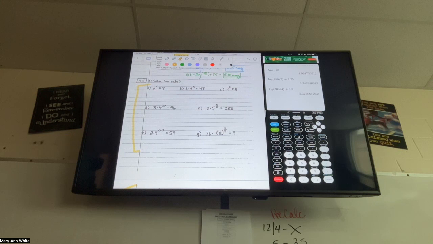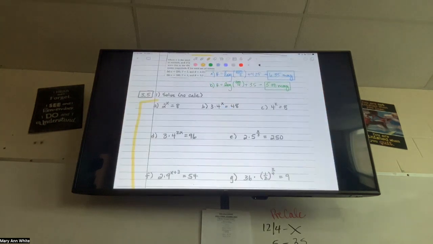This first part says solve no calculator. It just means don't put it in your calculator. We're just gonna solve it by hand. If we need to use a calculator to see like 2 to what power is something, we can use that. But I'm gonna just get rid of my calculator for the time being, okay? Now, the first few problems are actually super similar to what we have done before, okay?